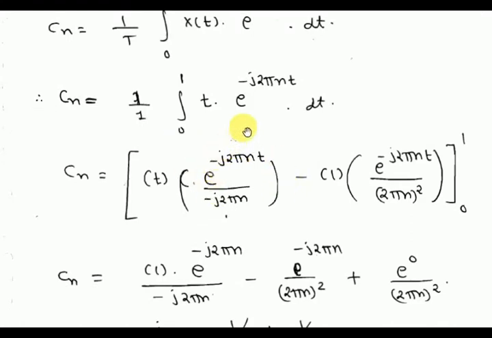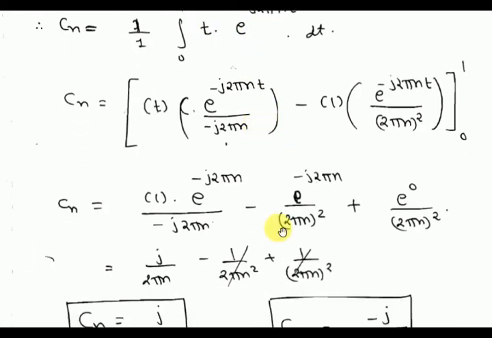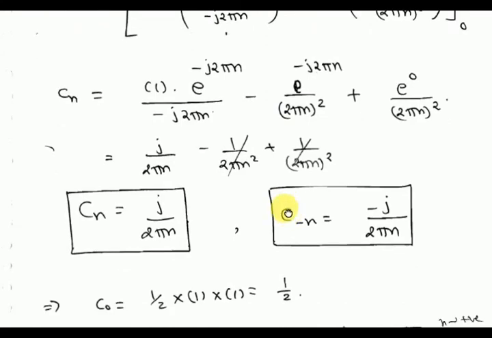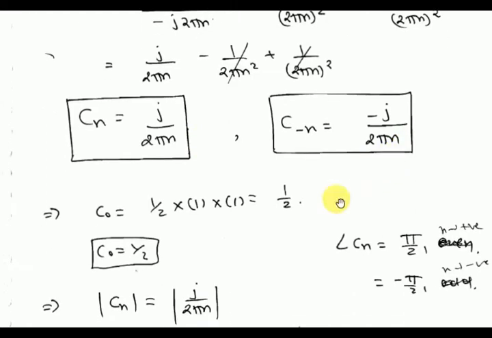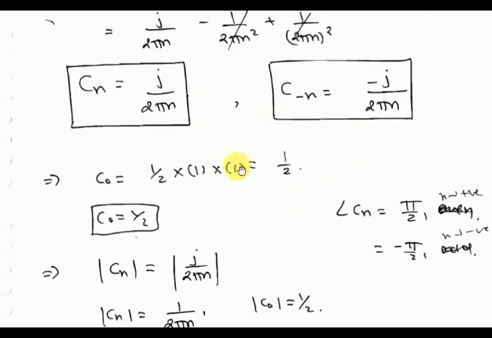Now you have to integrate this by the product of two functions. You can integrate it. So what you will get, Cn is j by 2 pi n, so C minus n will be, replace n by minus n. And what will be C naught?